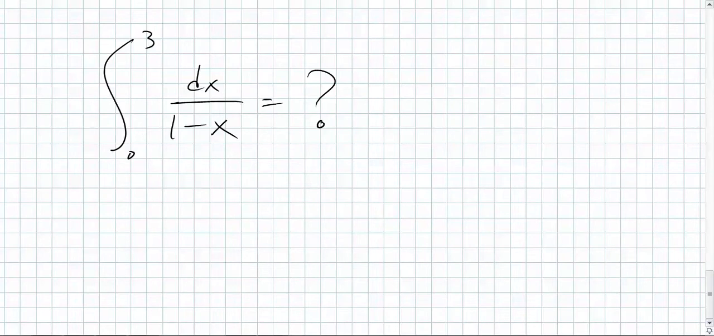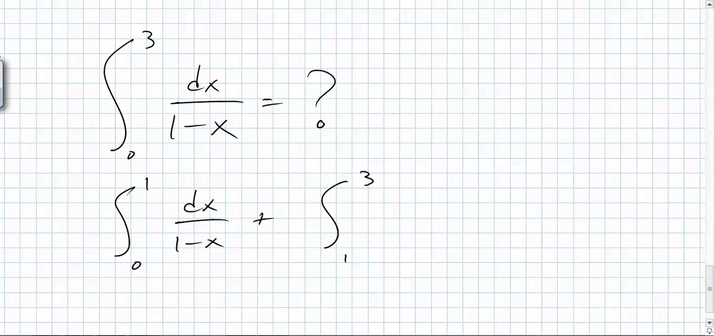So my question to you is, how do you think we're going to test to see if this is convergent or divergent? What do you think we're going to do, Thomas? Use our calculator? No. We're going to split it up. We're going to go from 0 to 1 of dx over 1 minus x, plus 1 to 3 of dx over 1 minus x.